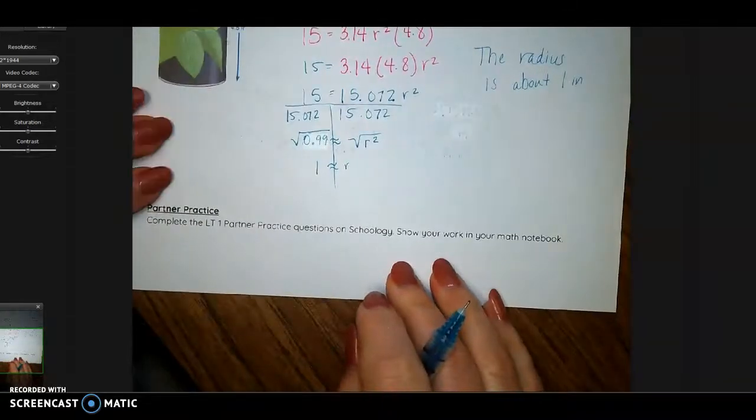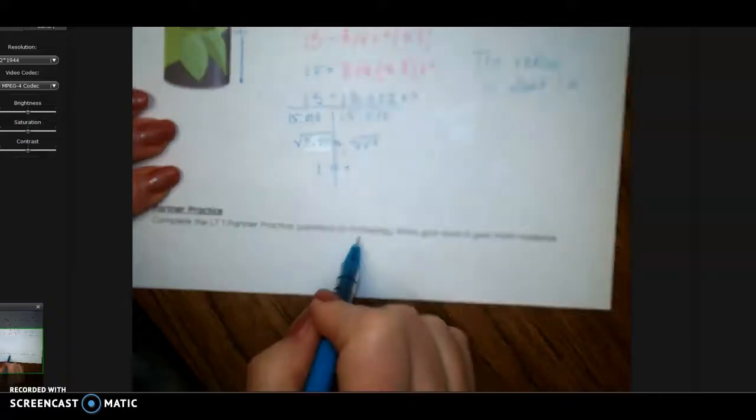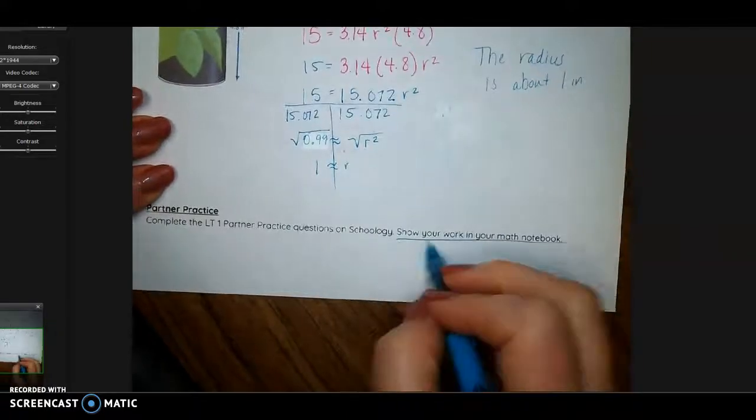From here, you're going to complete the Learning Target 1 partner practice questions on Schoology. Make sure you show your work in your math notebook.